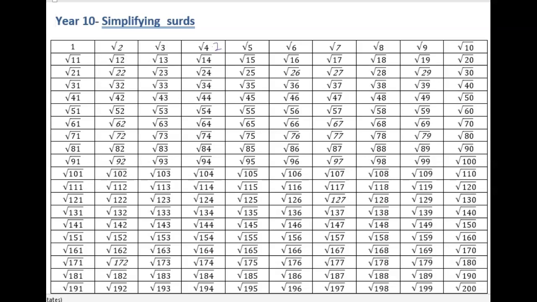So you can write 2 there, and you can do that for all your square numbers. 3 squared is 9, so the square root of 9 is 3. 4 squared is 16, so the square root of 16 is 4. And you can keep going: the square root of 25, the square root of 36, and so on.